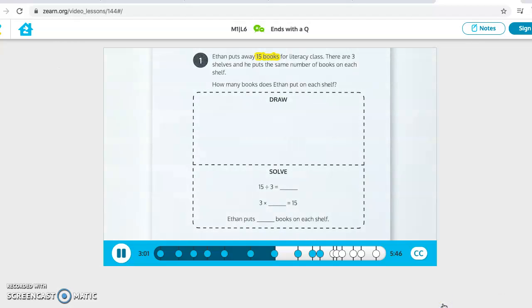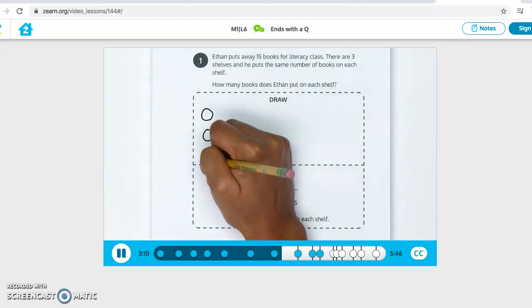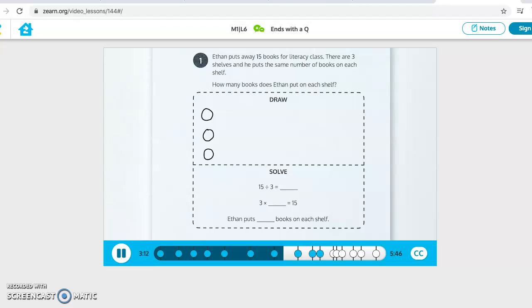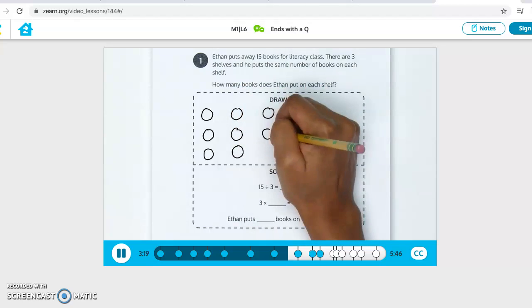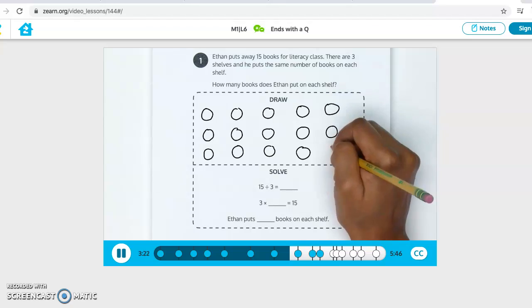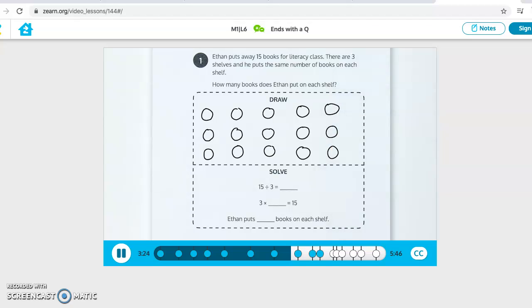There are 15 total books and 3 shelves. I'll start by drawing 1 book in each of the 3 rows or shelves. Then I'll draw 1 book at a time in each row until I've drawn all 15 books. Check your work. Your drawing doesn't have to look exactly the same as mine, but make sure you have 15 total books divided into 3 equal rows.